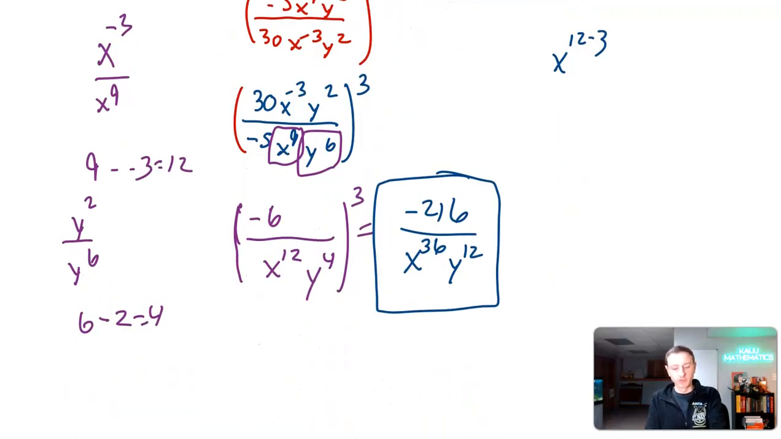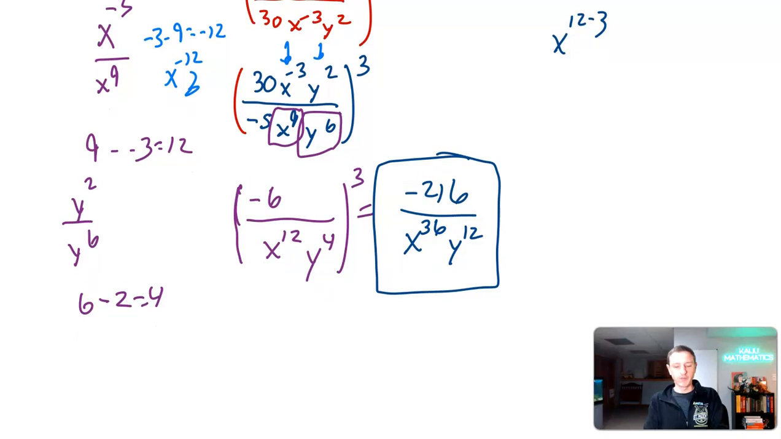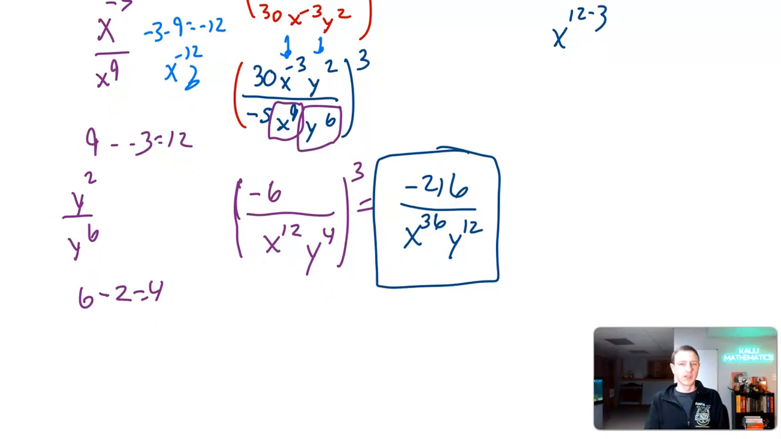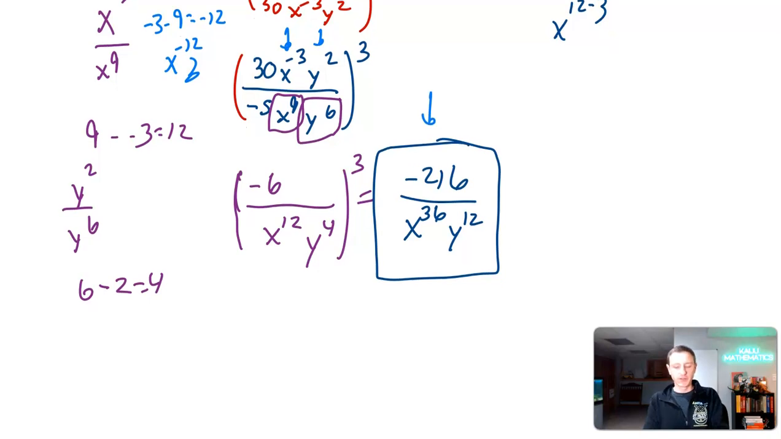Like here, you also could have simplified this differently. You could have done negative 3 minus 9, which is negative 12. So then you'd have x to the negative 12. That would have to go on the bottom. That's how we get x to the 12 on the bottom. There's just so many different ways that I could spend 15 minutes explaining this one problem many different ways. So try to figure out what works best for you as you go through and do these types of scenarios. But here's our answer. Negative 216 over x to the 36, y to the 12.